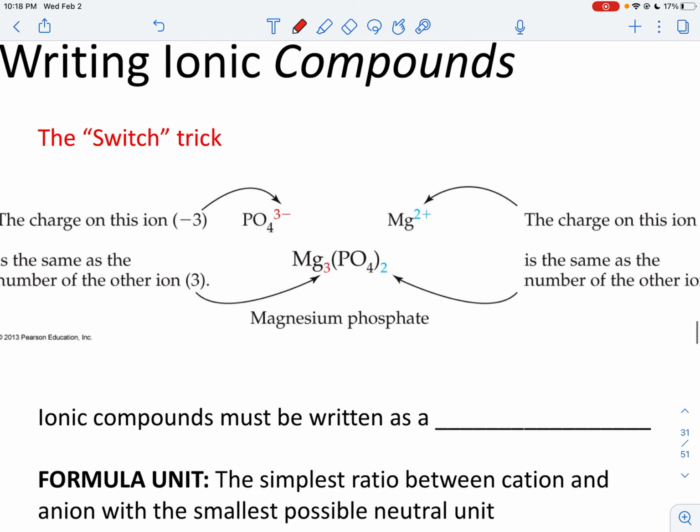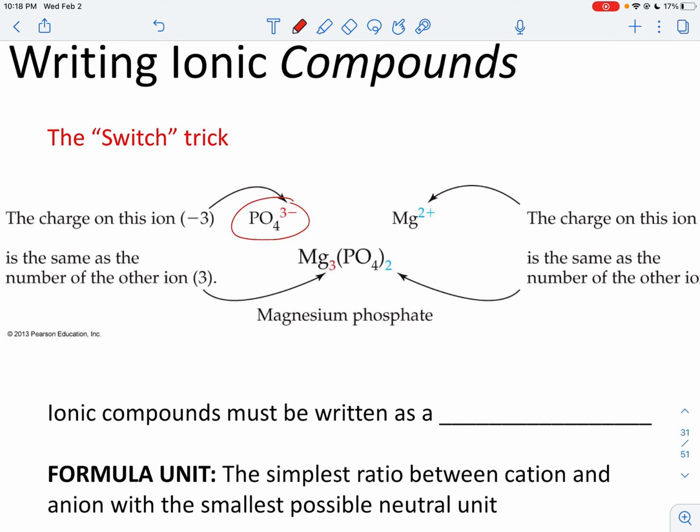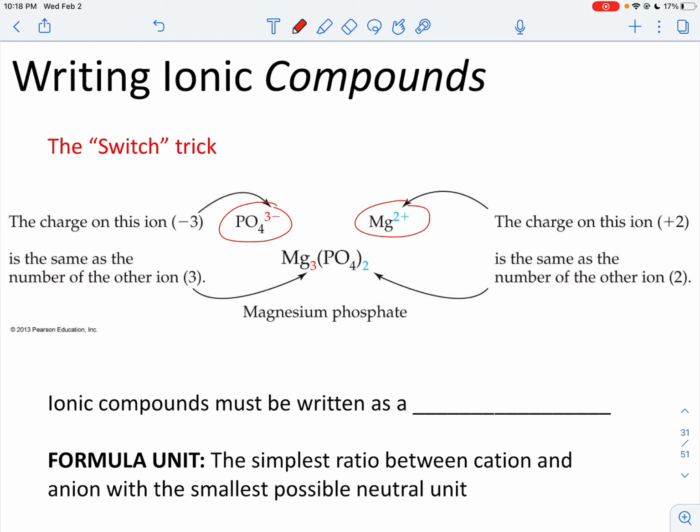So I want to look at an example here. This is a polyatomic ion, phosphate. It's got a -3 charge overall. And then this is magnesium, a cation with a +2 charge. So if we are going to write the formula for a compound, and we have cations and anions with different charges, like we have a -3 on our phosphate and a +2 on our magnesium, how in the world are we going to figure out how to write the compound overall?